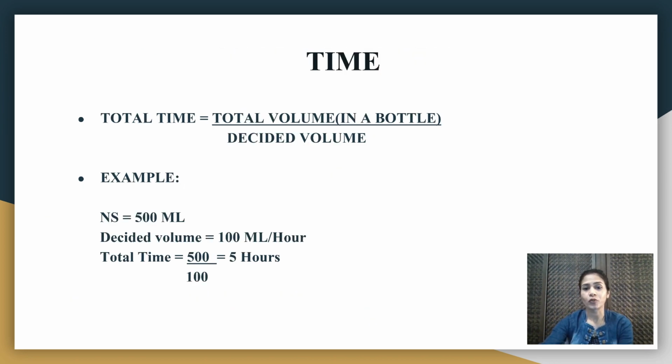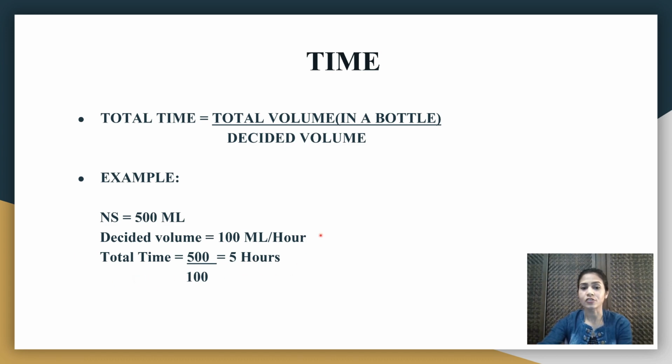Here is one more formula to know the total time. That is the duration of each bottle, how long each bottle should go. In order to find that out, you can use this formula. Total time is equal to total volume in a bottle divided by decided volume. Let's see with an example. You are using a 500 ml normal saline bottle and your doctor advised you to give 100 ml of normal saline per hour. So you can use this formula.